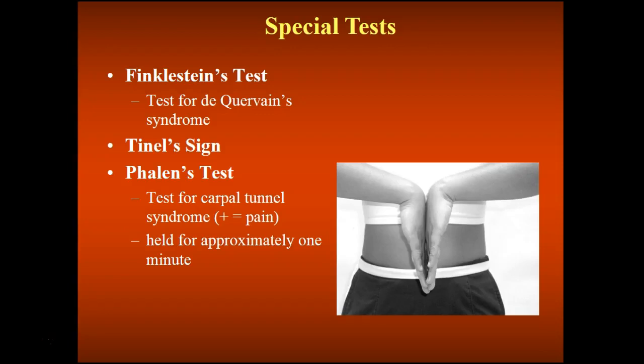Tinel's sign and Phelan's test are both tests used to rule out carpal tunnel syndrome. Tinel's test, remember, you turn your hand over into a supinated position, and you're going to tap that distal wrist, and you're looking for numbness and tingling in the carpal tunnel region. And then Phelan's is actually just explained here. Patient puts their hands, plural, in an upside down position, and they're going to hold that for approximately 1 minute, and we're looking for a neuropathy, numbness and tingling, right? If after a minute they don't have numbness and tingling, then maybe carpal tunnel syndrome isn't your pathology.